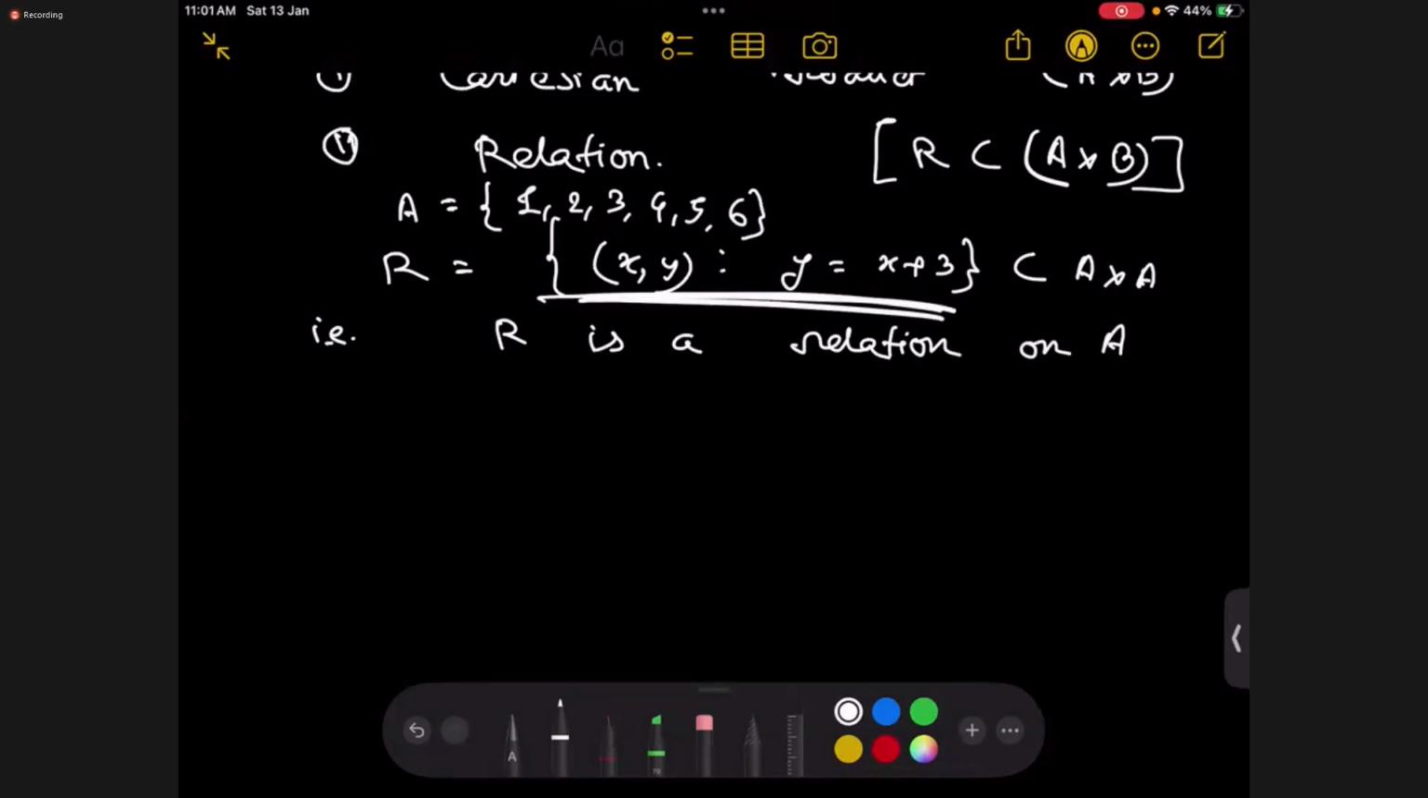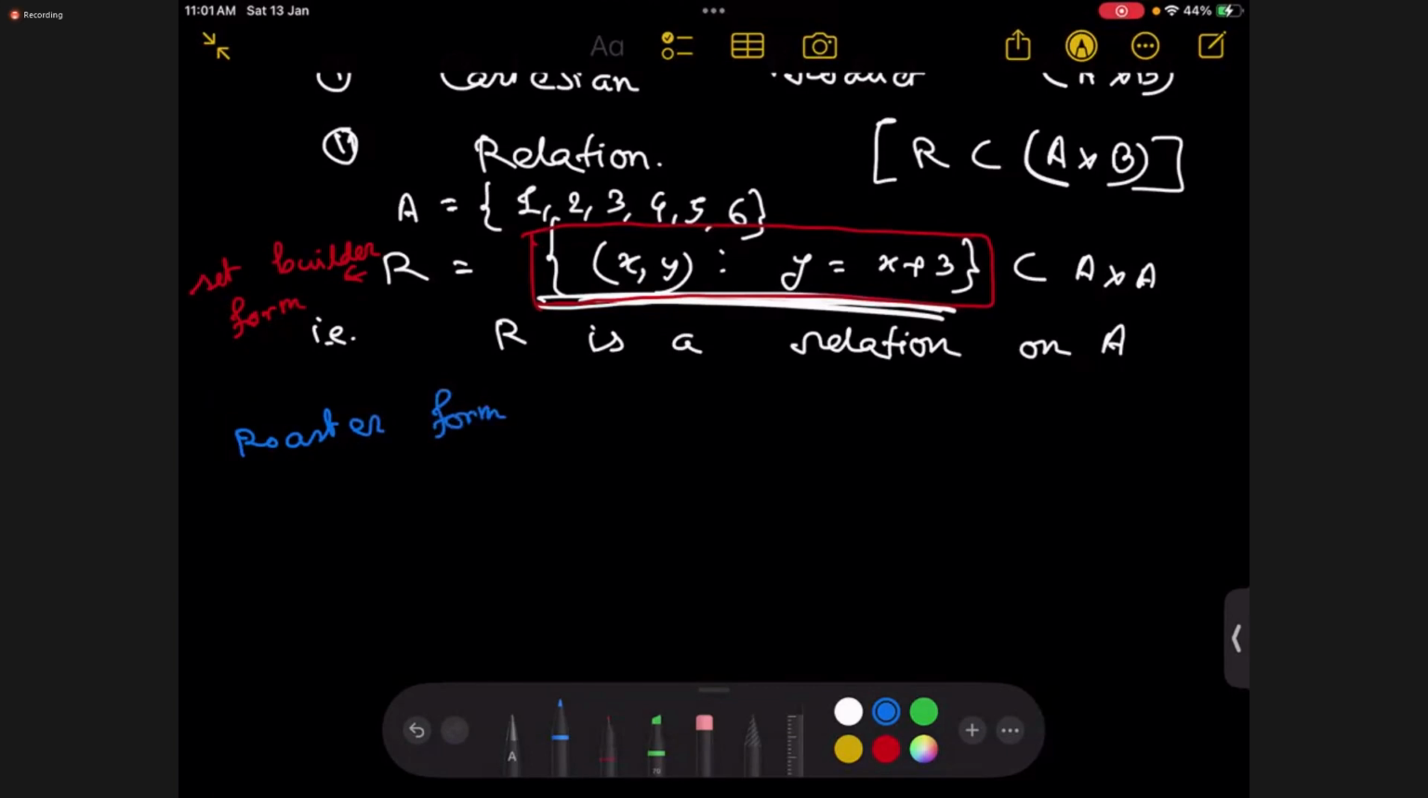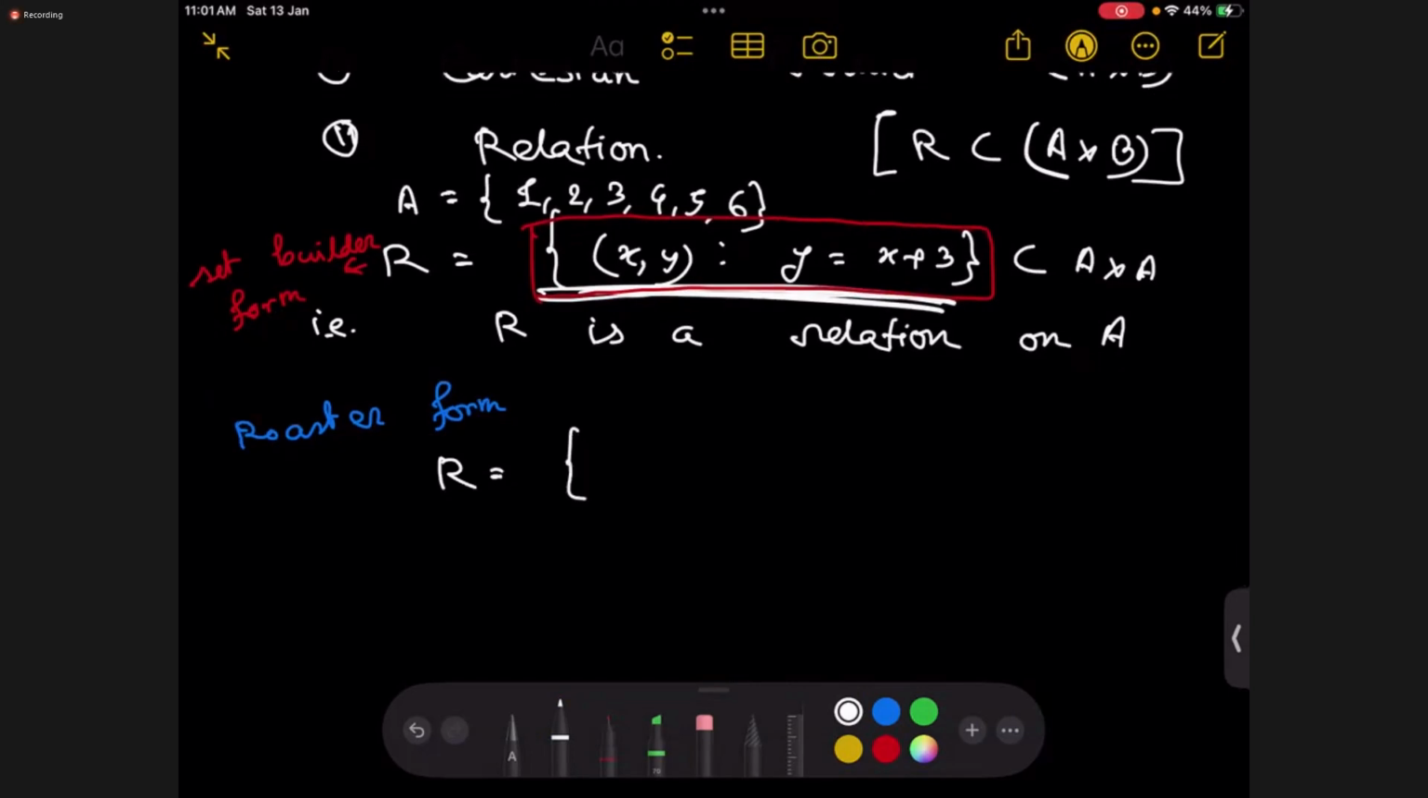So what are the elements of this relation? Clearly, this is the set builder form of the relation. Similarly, we can write the roster form, so let us write the roster form of this R. In the roster form we can find the elements: R equals, in curly brackets, if x equals 1, then y equals 4; if x equals 2, then y equals 5, not 6; and whenever x equals 3, y equals 6.